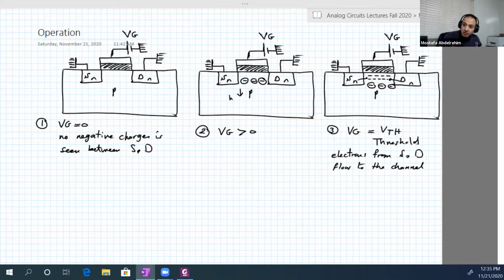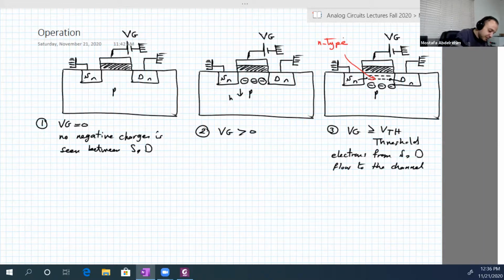And at that point and forward, I mean for any value larger than even V threshold, this region here will be N-type region. So this channel, we can say, is actually N-type. So the electrons can just flow there easily with a good amount of current. And this is called the strong inversion because it was a p-type material and now part of it become N-type. That's why they call it a strong inversion.